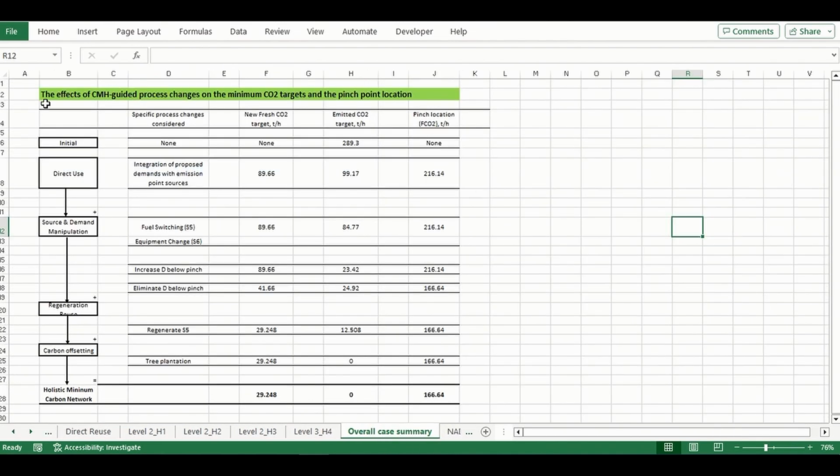And this also shows the overall summary from the initial to the direct use, to the source demand manipulation, regeneration, reuse, and carbon offsetting, and this also represents the holistic minimum carbon network. And for carbon offsetting, based on the 12.508 ton per hour we have identified, this can be reduced by tree plantation to achieve 0 ton per hour of CO2 emission. And that's all for the overall case summary. Next, we will look into the design for the network diagram.